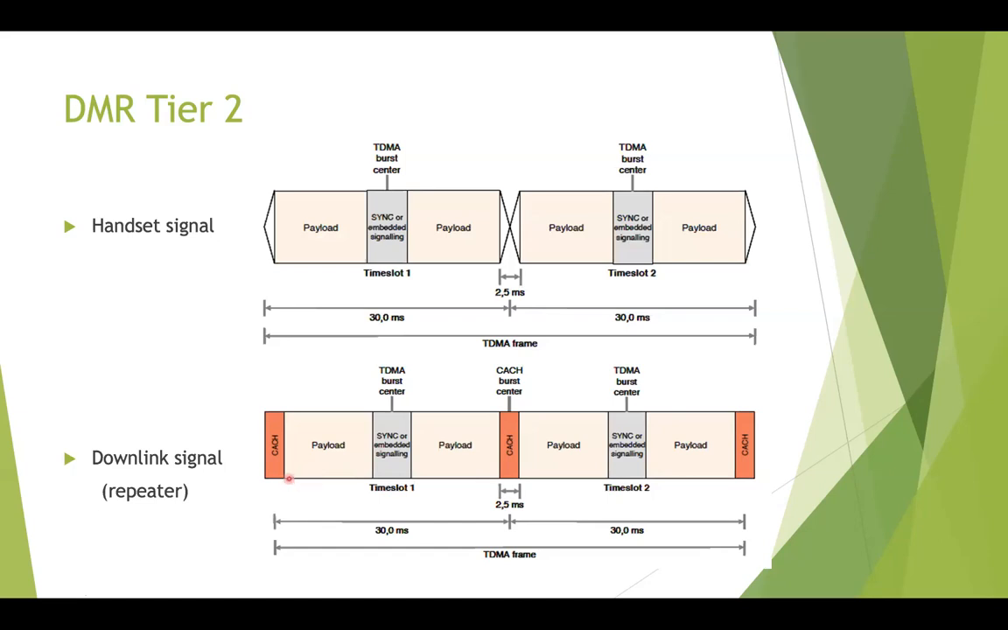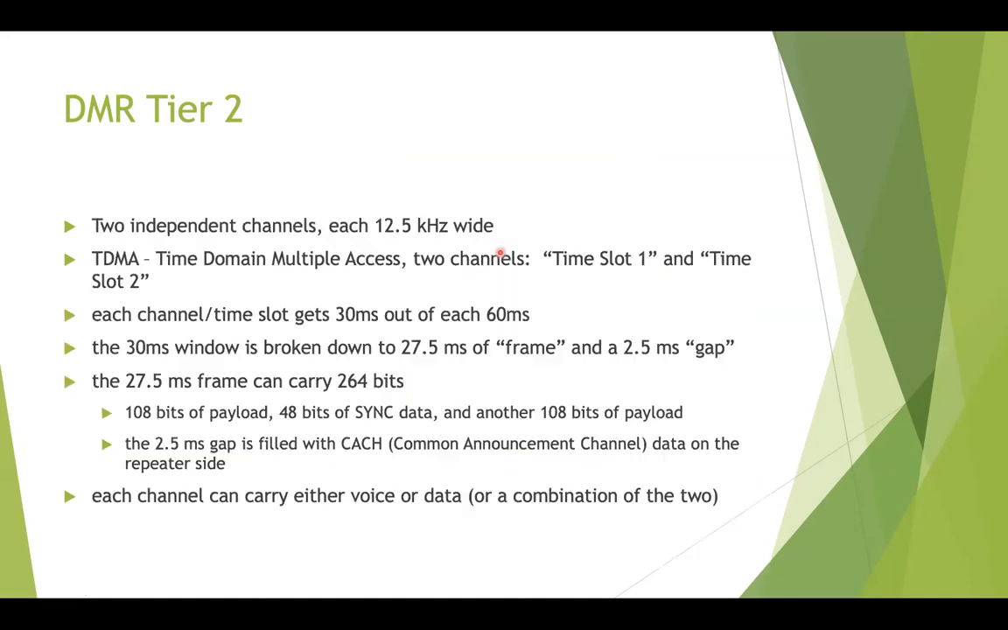You've got, instead of a gap, this CACH data, and then the payload, the sync, the payload. CACH data fills that 2.5 millisecond gap. Then payload, sync data, payload, and so on, right? So again, it's time slot 1 and time slot 2. And so in 60 milliseconds, you've got 30 milliseconds of each time slot, but only 27.5 milliseconds of actual data coming through. And that becomes important in a minute. We'll talk about that later.